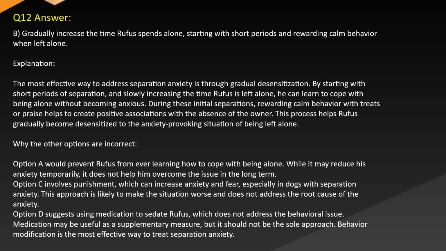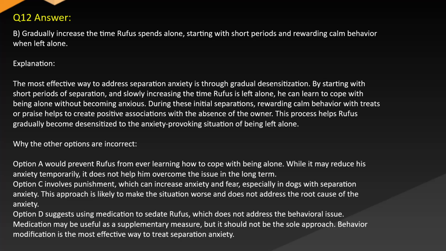Answer B. Gradually increase the time Rufus spends alone, starting with short periods and rewarding calm behavior when left alone. Explanation. The most effective way to address separation anxiety is through gradual desensitization. By starting with short periods of separation and slowly increasing the time Rufus is left alone, he can learn to cope with being alone without becoming anxious. During these initial separations, rewarding calm behavior, treats or praise, helps to create positive associations with the absence of the owner. This process helps Rufus gradually become desensitized to the anxiety-provoking situation of being left alone.